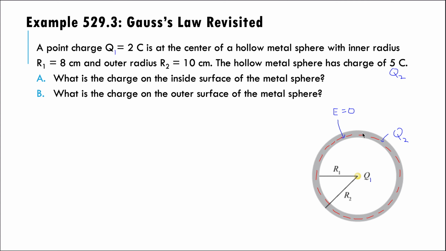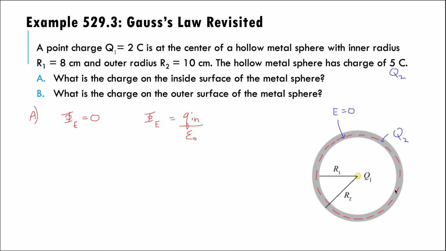If we think about the flux going through this Gaussian surface, it's going to be 0 because we said the field is 0. So the flux through this Gaussian surface, this is part A, is 0 because the electric field is 0. Gauss's law tells us that this electric flux is equal to the charge enclosed within our Gaussian surface divided by the permittivity of free space, epsilon 0.